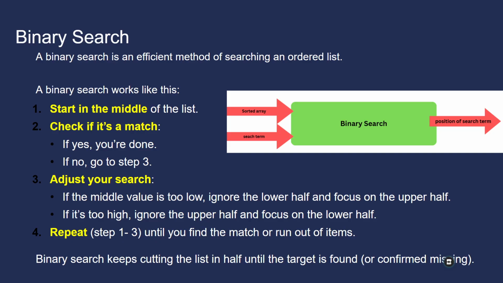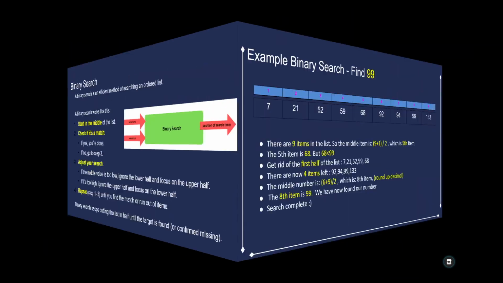Basically, if the middle value is too low compared to the item I'm looking for, we simply ignore the lower half of the list. We only keep focus on the upper half of the list. On the other hand, if the middle value is too high, then we simply ignore the upper half and focus on the lower half. And we just keep repeating it. Again we find the middle value, again we check, and again we adjust our search. So that's basically it. And with this explanation, let's see an example.